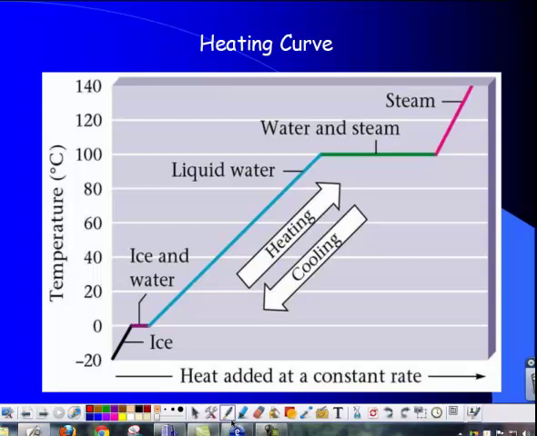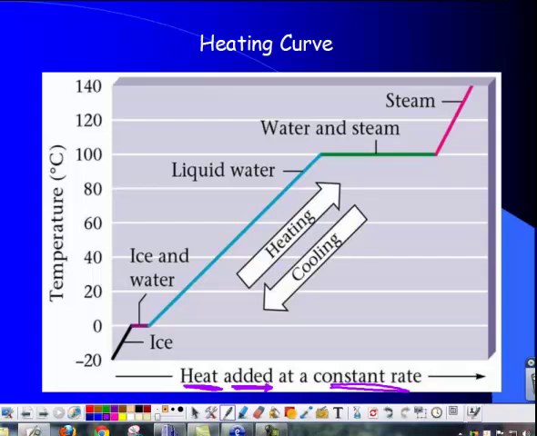All right, so we've been talking about our ability to calculate how much heat goes into something or how much heat is lost by something by looking at either changes in temperature or changes in phase. And this graph right here that you're seeing is called a heating curve. You can see across the x-axis here, heat is added at a constant rate. So as time goes by, heat is added at a constant rate.